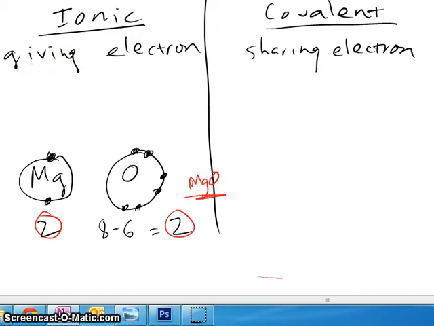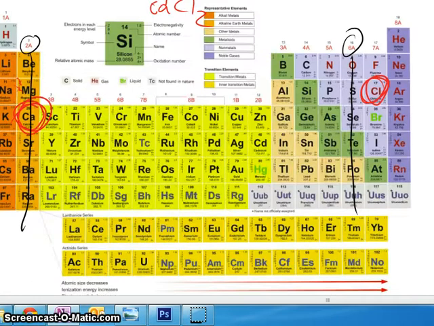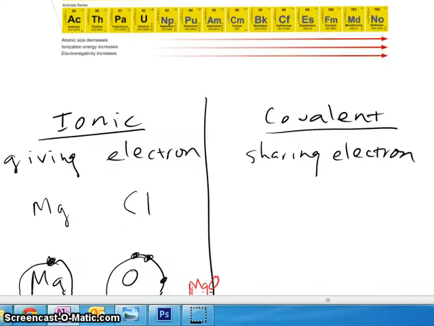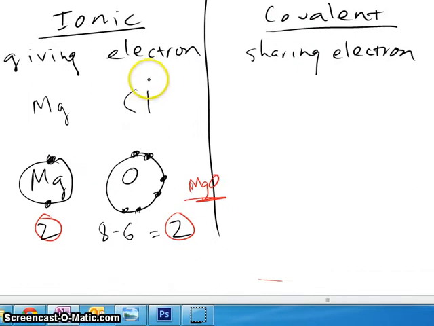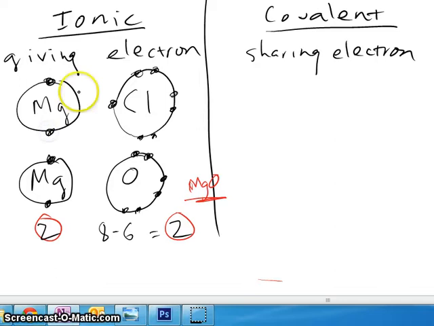Now, let's say you have a different scenario, when Mg gets together with, say, Cl. So let's look up on the periodic table here. Where's Mg? Group 2. Where's Cl? Over here, it's in group 7. That means it has 7 outer electrons. 1, 2, 3, 4, 5, 6, 7, right? And Mg has 2. Cl only wants 1.